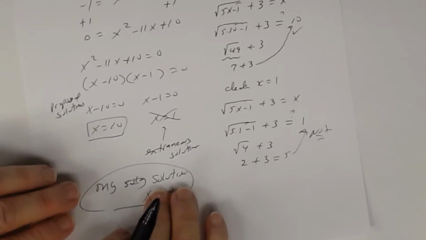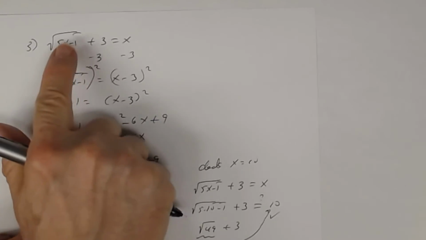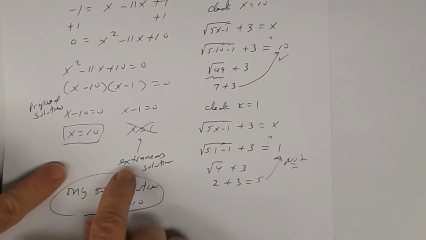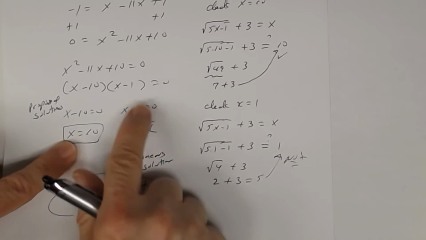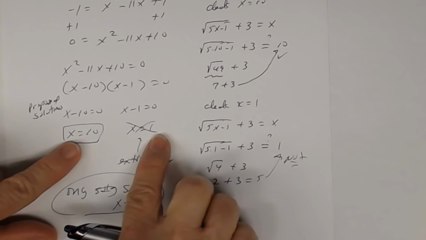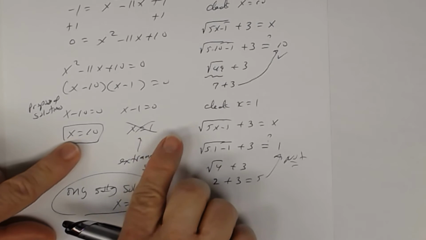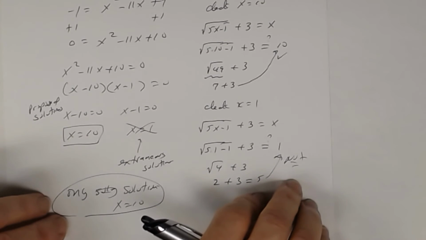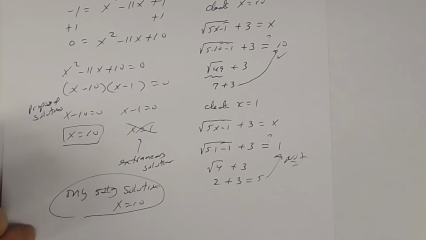Now notice that in this particular case, I went from a square root equation to a quadratic, and in this quadratic equation, there were two solutions. So when you check them, it could be that both work. It could be that one works and the other doesn't, just like in this case. Or it could be that neither works. So just keep in mind the different scenarios that could occur.